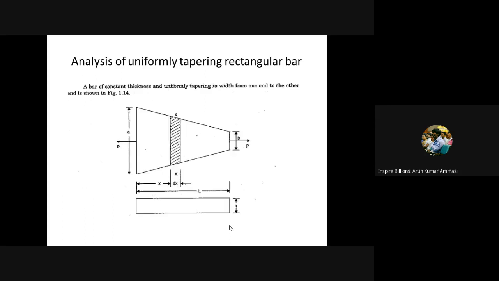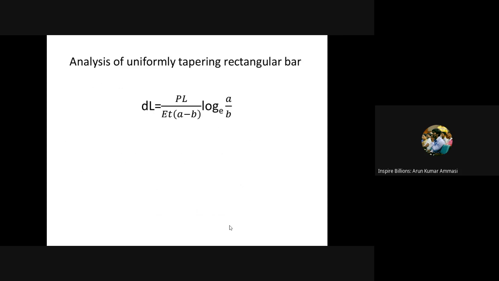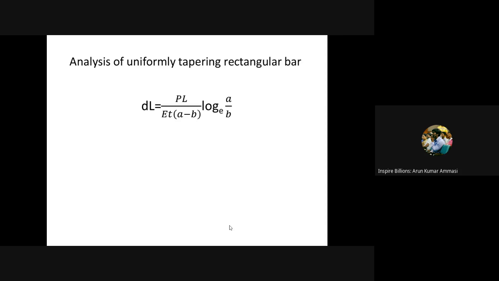So if we have a section with different cross section, a uniformly tapering rectangular bar, the elongation can be calculated using this relationship: PL by modulus of elasticity, thickness into (A minus B), where A is the longer width and B is the shorter width, times the logarithm of the longer width divided by the shorter width. This will give us elongation. When we have the elongation, we can even calculate the value of strain or stress by knowing the equations and the relationship between stress, strain, and modulus of elasticity.